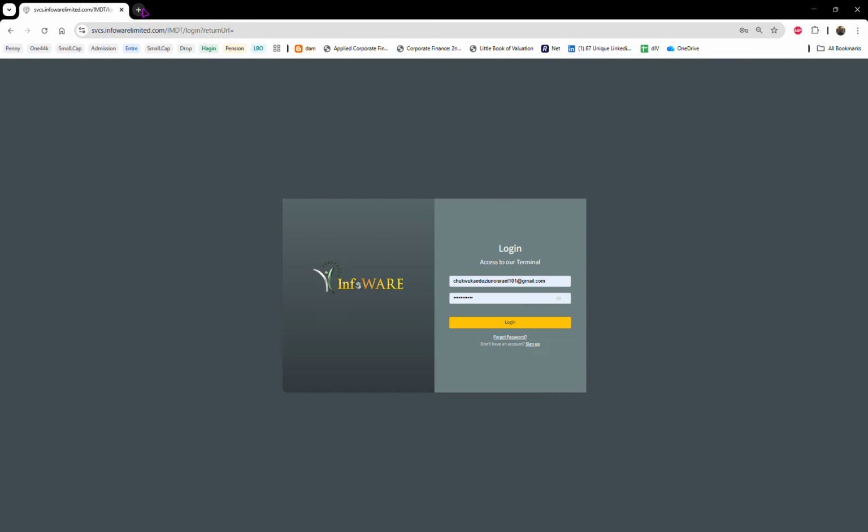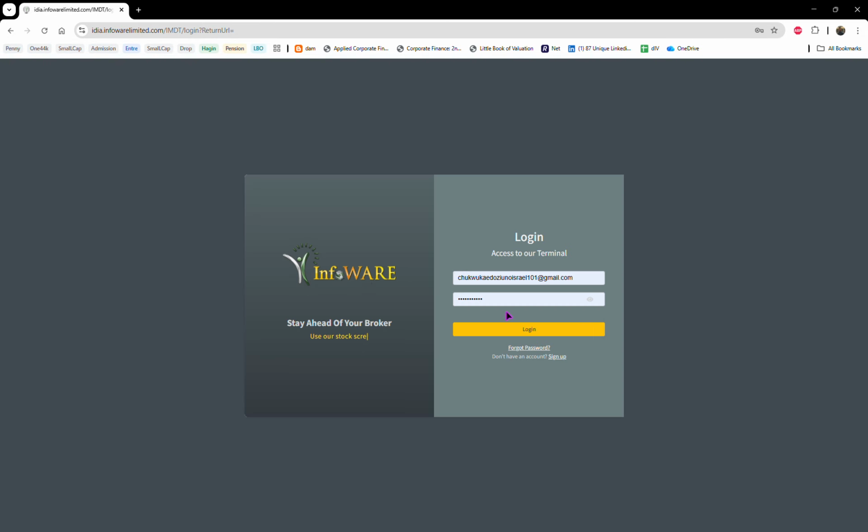Today we'll be looking at how to use the order book. And the platform I'm using is Infoware, but any investment app at all that you have, you can make use of the order book on that app. For now, I'll be using Infoware because it offers real-time access to the market.